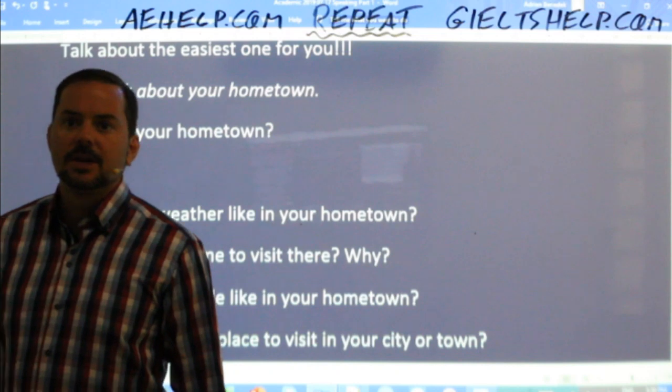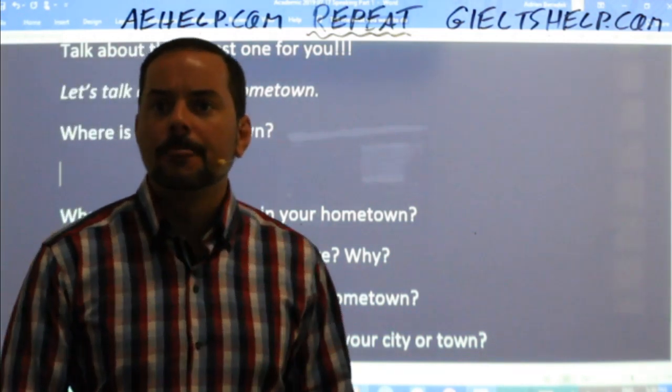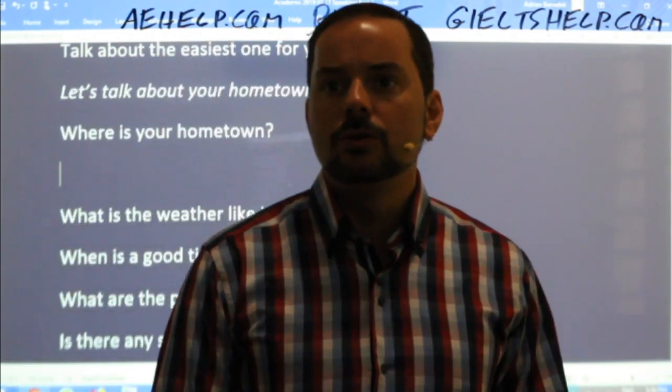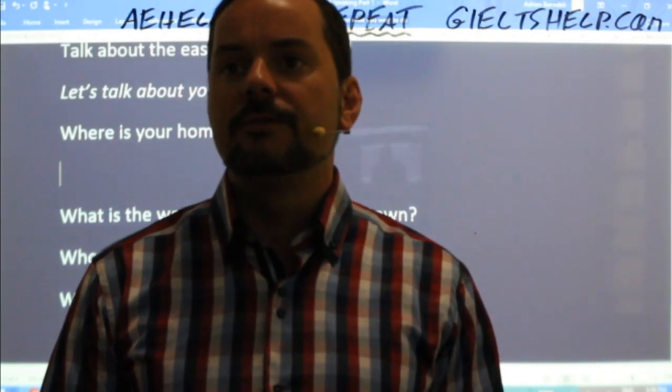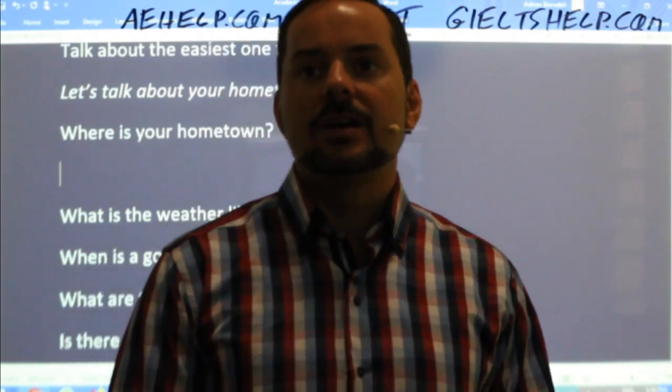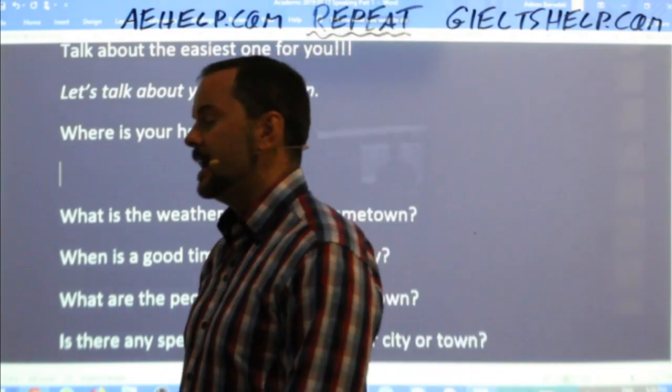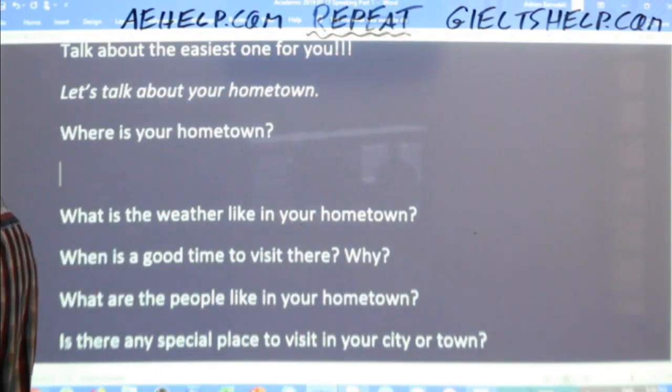Okay, let's take one more. Jin Yun Yu says, my hometown is Kaohsiung City, which is located in the south of Taiwan, and it is one of the biggest in this area as well. Okay, good. Yeah. So I'll give you my answer.